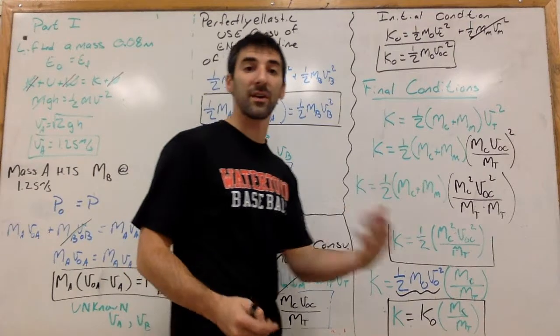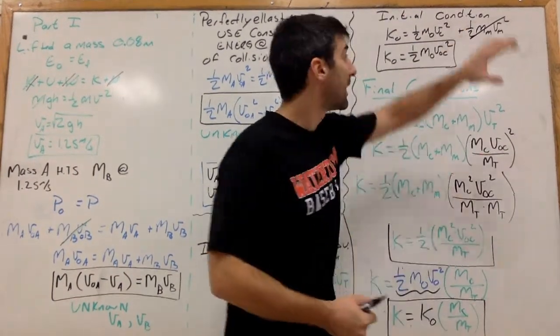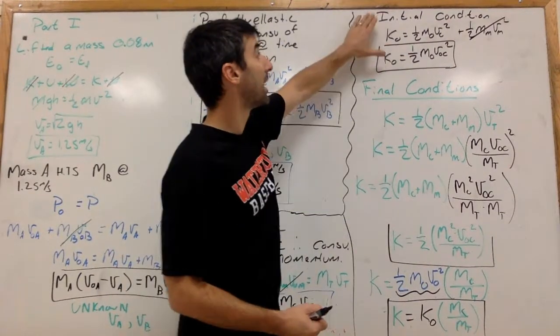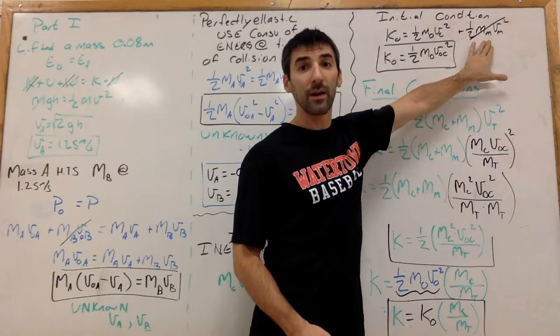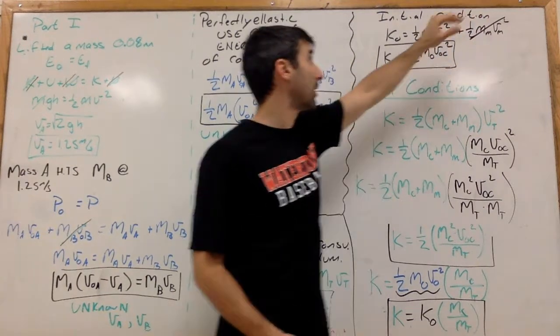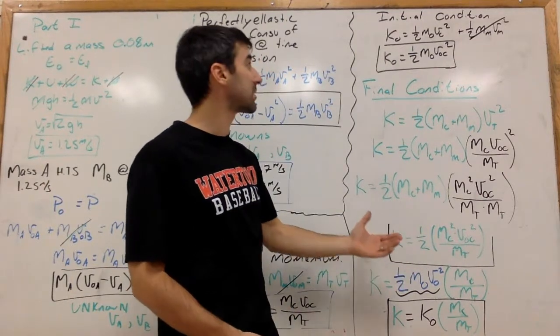I need to find out their initial and their final kinetic energies so I know how much energy we lose in that collision. That's what I started to do over here. My initial condition, well, that's easy. The moose isn't going anywhere, so 1/2 mv squared is 0. My initial kinetic energy is just the kinetic energy of my car, 1/2 mv squared.